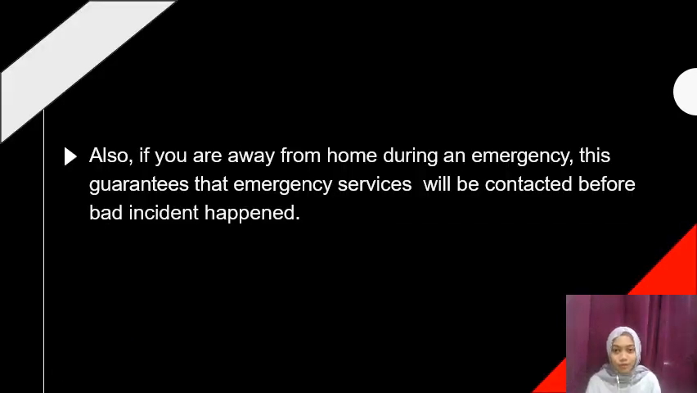And also, if you are away from home during the emergency, this guarantees that emergency services will be contacted before a bad incident happens. It means that if you are far away from home, or if you don't have much time to arrive at your home on time, these emergency services will be contacted first before something worse happens to your home. So that's all for the product uniqueness.